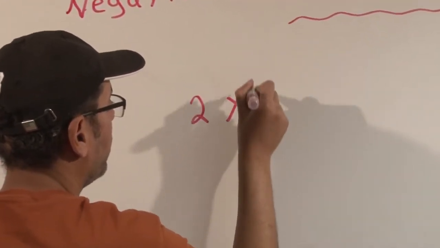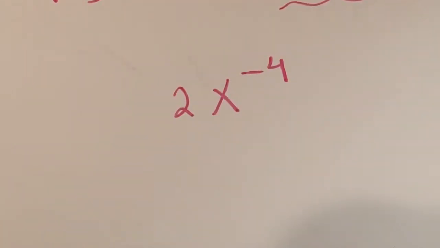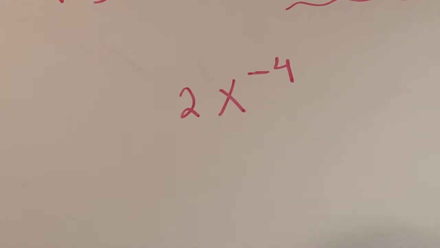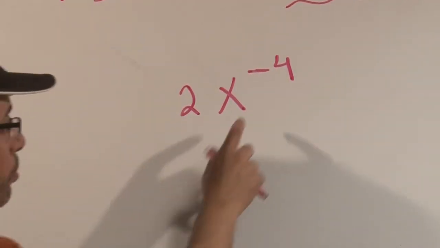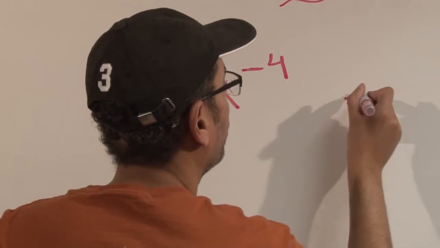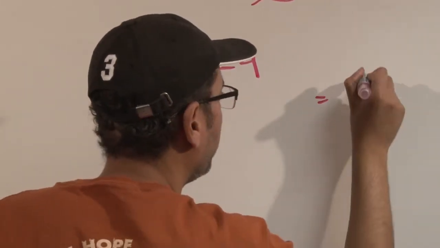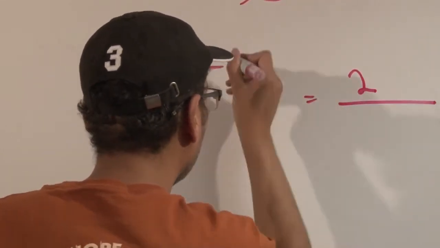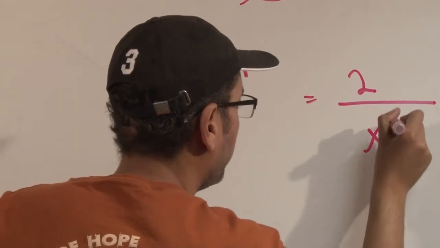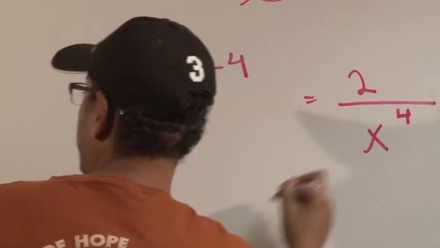2x power of negative 4. I have a negative here. So the first thing I do is to move that guy down. So I will keep 2 here, and down I'll put x power of 4.